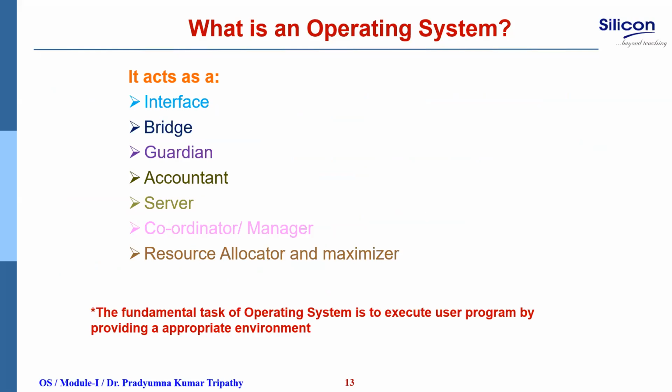The operating system acts as an interface. As I said earlier, it is an interface. The question now is, what is the need of an interface? Why do we need an interface?